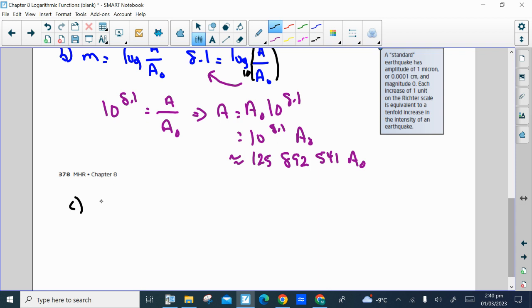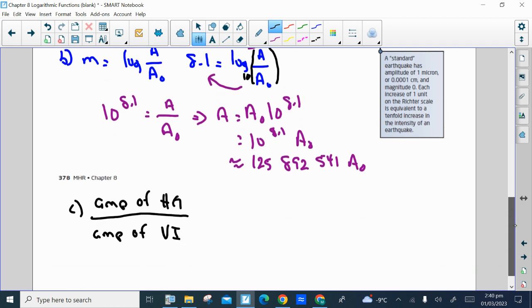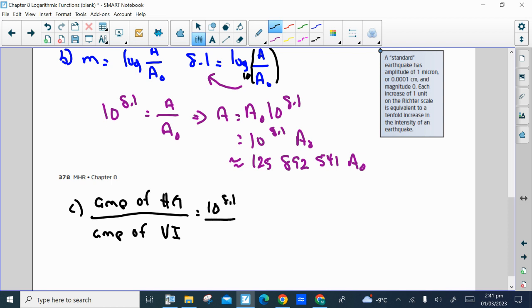So we will use the amplitude of the Haida Gwaii quake, because it is the one that was more intense, and divide it by the amplitude of the Vancouver Island quake. The Haida Gwaii quake has a magnitude of 8.1, so 10 to the power 8.1. Whereas the one that struck Vancouver Island was 10 to the power 7.3. Now, I say 10 to the power 8.1. Again, it's actually the amplitude.